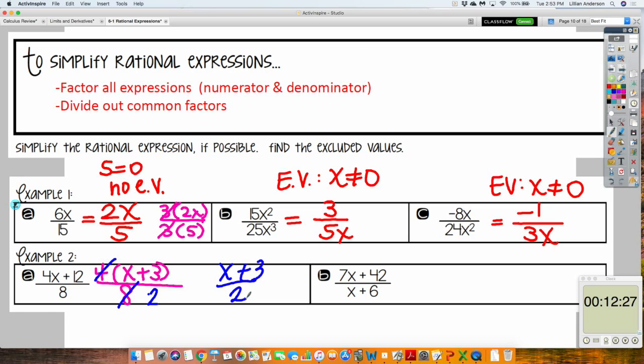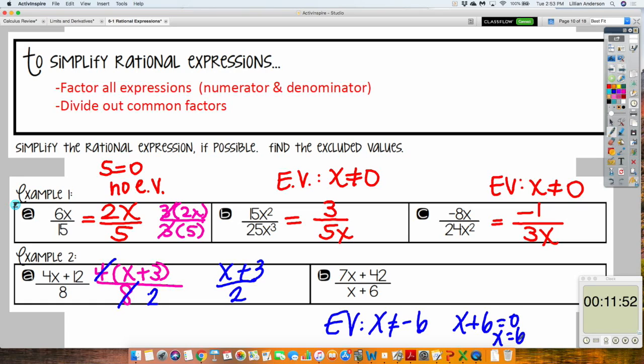Let's look at B. Is B going to have a constraint? Wait, an excluded value. What is it? X cannot equal -6, because we have to set our denominator equal to 0 to find exactly what X value is going to make it equal to 0. Okay, so we got our excluded values out of the way.